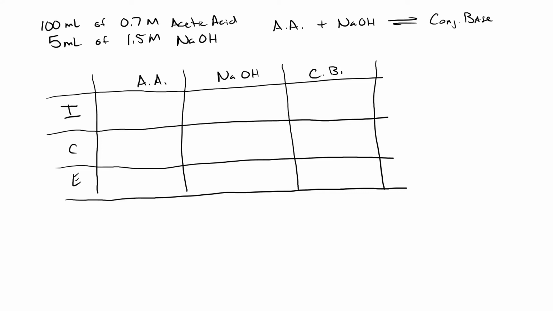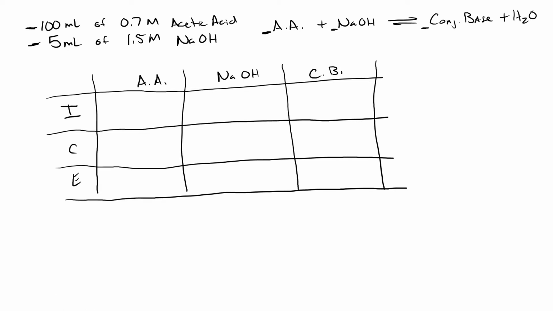Boom, ice table, right? So here's our setup. We have 100 milliliters of 0.7 molar acetic acid, right? We have 5 milliliters of 1.5 molar sodium hydroxide, and we know what the reaction is going to be. Notice that all of our stoichiometric coefficients here are all 1, because this is just an acid-base reaction. I guess technically we have water in here too, but nobody cares about water.